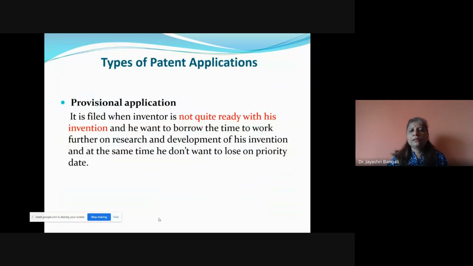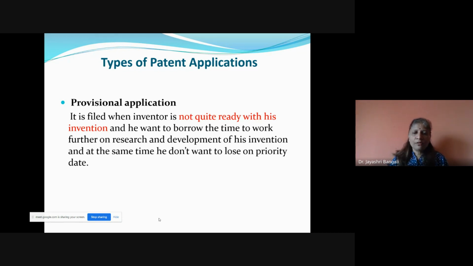Now, the first step is when you are filing the patent application. You have to select the type of patent application according to your requirement. There are two or three types. Provisional application means what? It is filed when the inventor is not quite ready with his invention, meaning the invention or research is in process. But if you want to file before completing the invention, you have to file through this provisional application form.